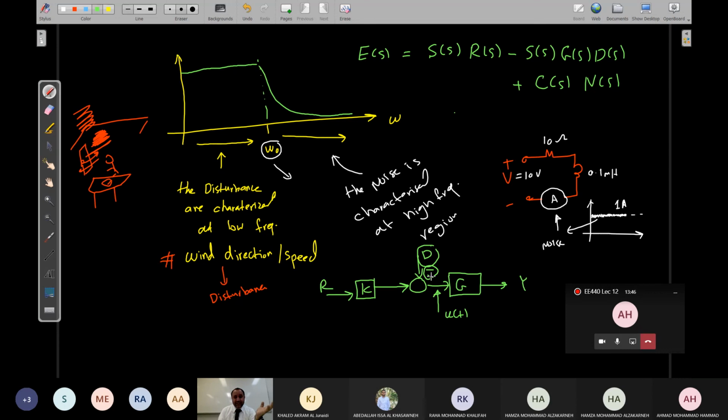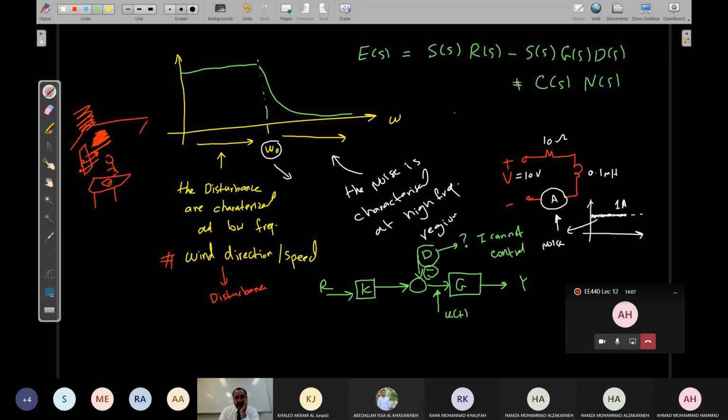Why do I need to reject it? Because I don't have any information about it. I cannot control it. If I can control it, this will be an input, correct? If I can control the disturbance, this will be an input, not a disturbance. Good?